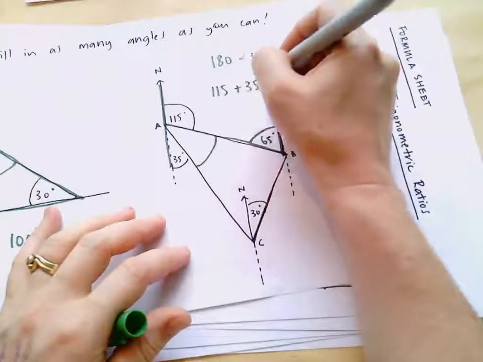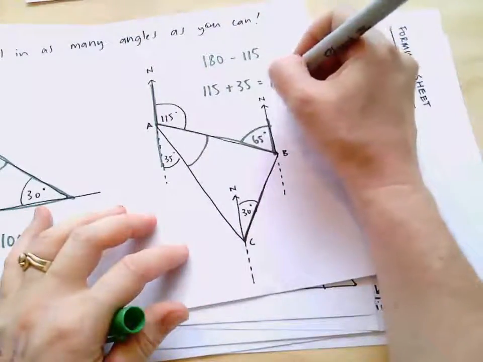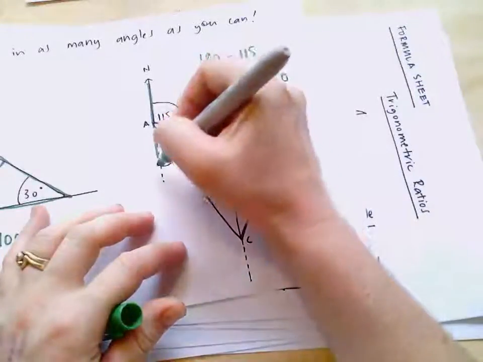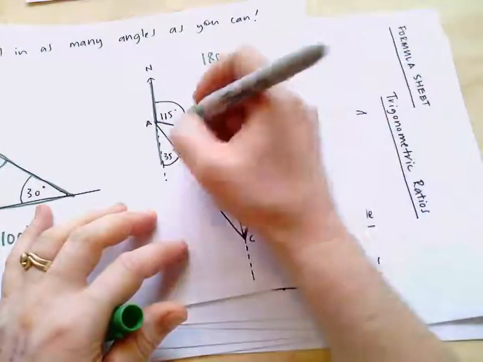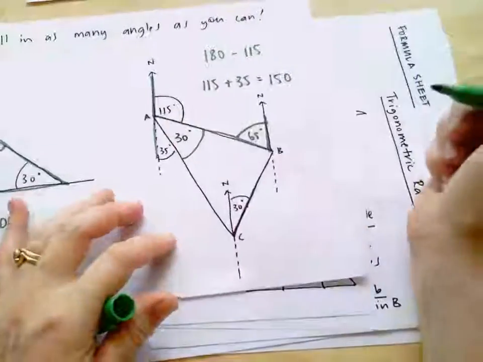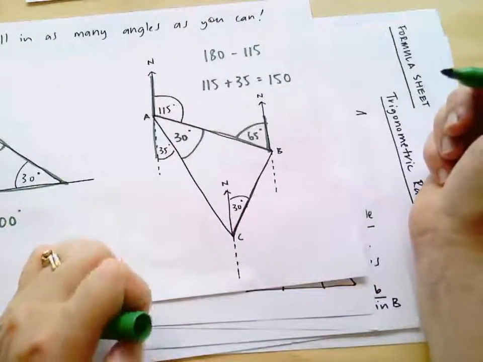115 plus 35. If I add those two things together, it gives me 150. And I know that these three have to add up to 180. So I know that this one must be the difference. So it must be 30 degrees.